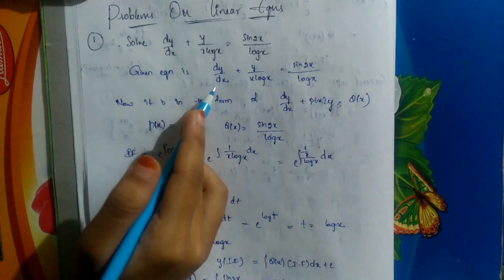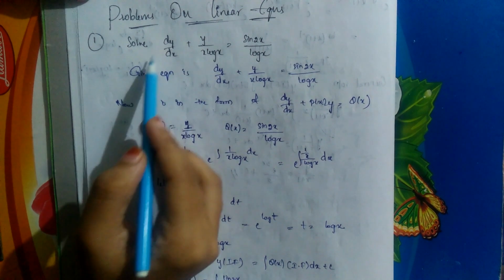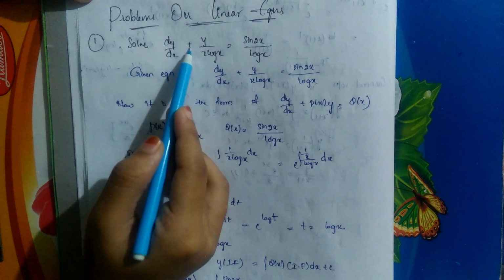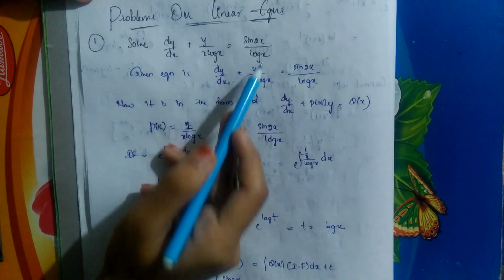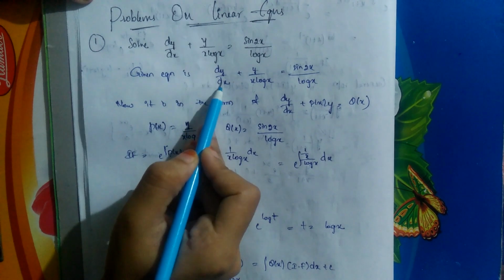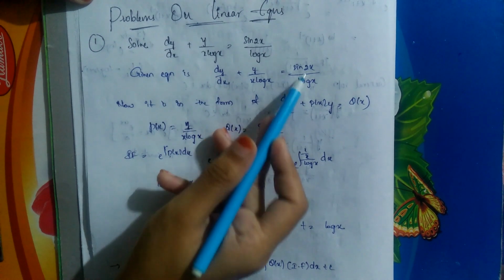Let's see problems on linear equations. First question: solve dy by dx plus (y by (x log x)) is equals to sin 2x by log x. The given equation is dy by dx plus y by (x log x) is equals to sin 2x by log x.